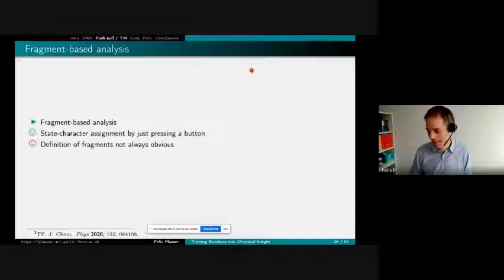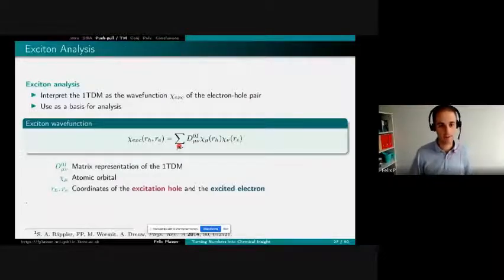So I just predicted your question. The definition of the fragments is not always obvious, so we have to think about how we can move beyond that. The way I like to do it is to go back to our two-body function. Sorry, the slides are not completely consistent, but here I call this an exciton wave function. Again, this is just a transition density matrix as a two-body function in space, so we have the coordinates of the excitation hole and the excited electron.